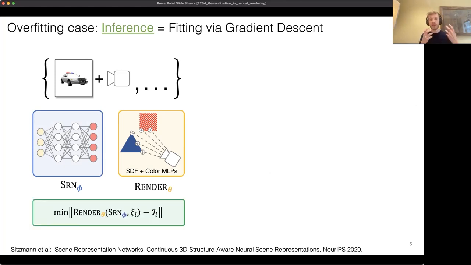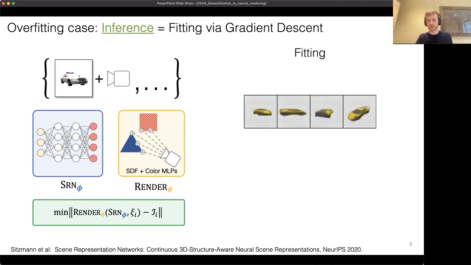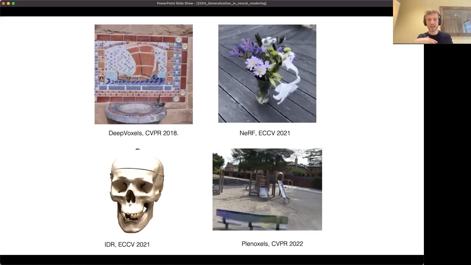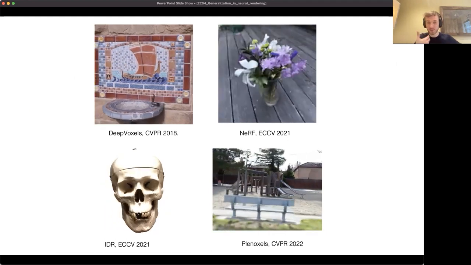And now inference in this case of overfitting is just fitting via gradient descent. So we're just going to render out an image of our neural scene representation, backpropagate through our neural renderer into our scene representation, and optimize the parameters to fit all of the images. And this is what this looks like for Scene Representation Networks fitting a little toy car. And then at test time later, we can just render out novel views of the underlying 3D scene. Fantastic. And this, of course, gives rise to these fantastic photorealistic results.